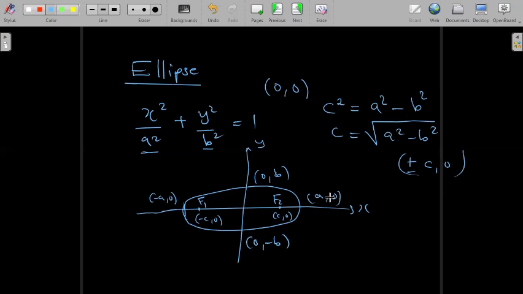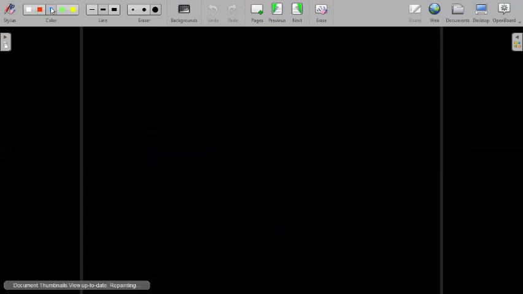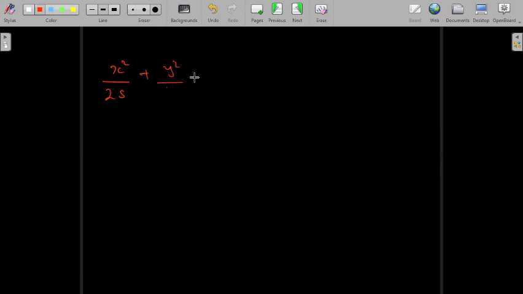So now for an easy question. Let us graph the equation x squared over 25 plus y squared over 16 is equal to what?